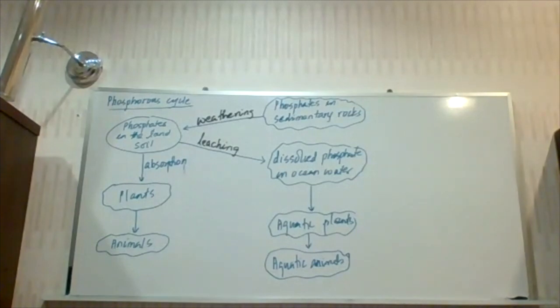Remember, all living organisms must die. So they will die. When they die, what will happen to them? They will undergo what we call decomposition. When they undergo decomposition, the phosphate is returned to the soil. Again, leaching will take place and partly will go back into the soil.